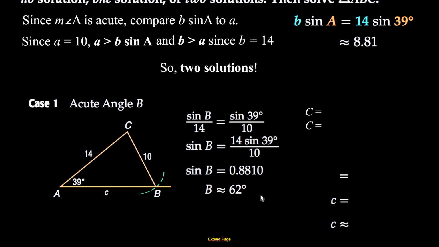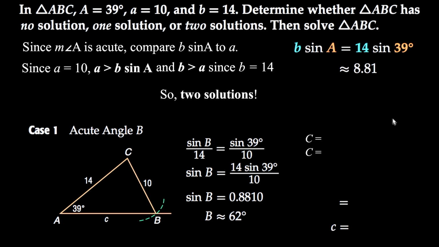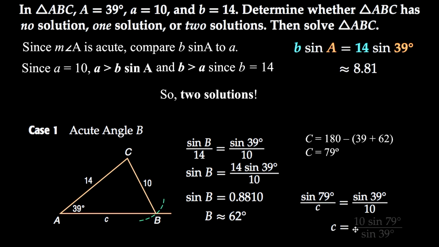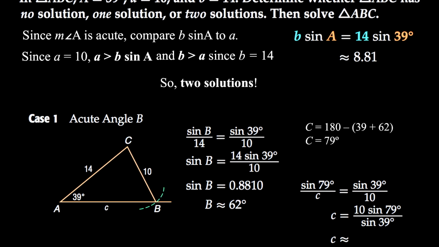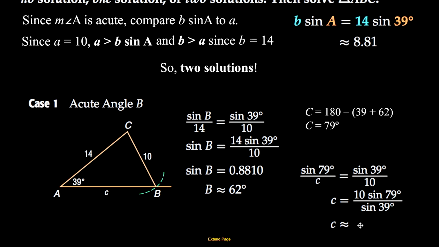Well, now we can find angle C easy enough. Angle C is going to be 180 minus the sum of 62 and 39, and that works out to be 79 degrees. So now we have all three of our angles. The last piece of information we need is side c. Using the law of sines, sine of C over c, which is 79 degrees, is equal to sine of, we could use b over B or a over A, I used a over A. Cross multiplying, we get c equals 10 times the sine of 79 divided by the sine of 39, and that works out to be about 15.6.